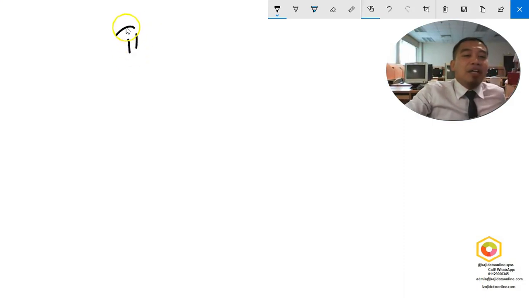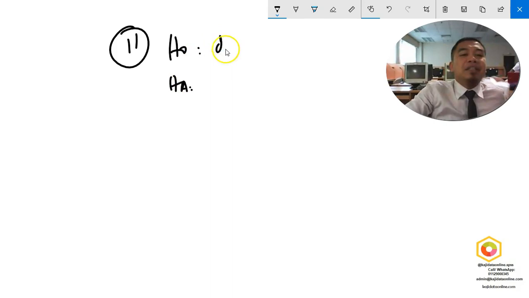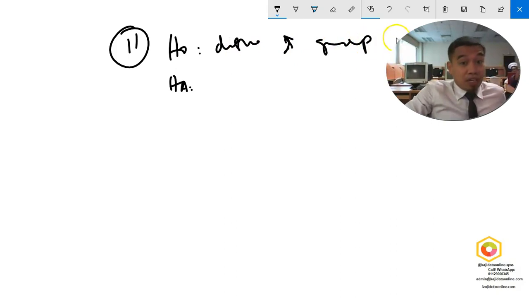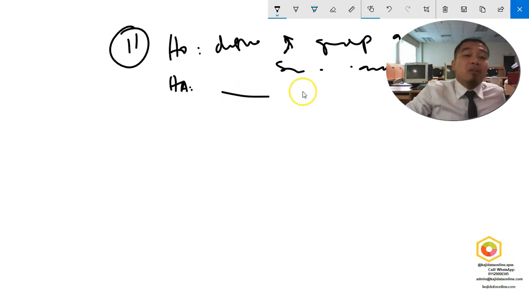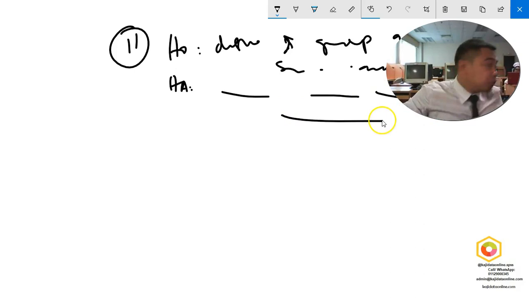Now we are going to establish our null and alternative hypotheses. What is our null? The distribution of the age group is similar, with equal proportion, to the awareness group. The alternative: the distribution of the age group is not similar to the awareness group, because we are talking about the distribution of the groups.